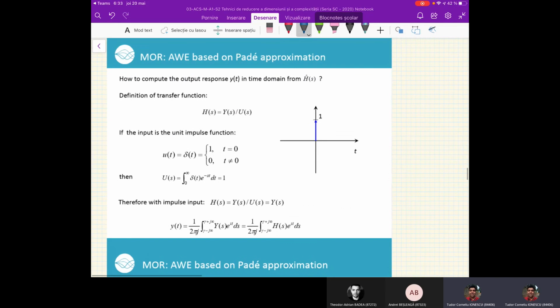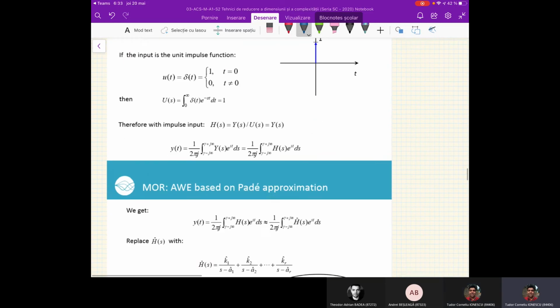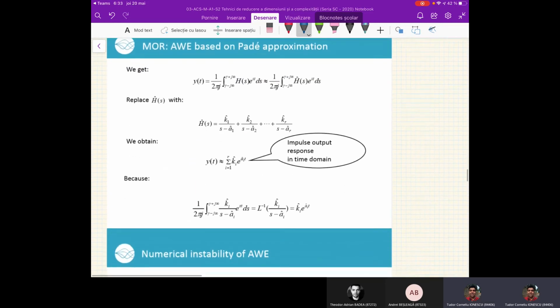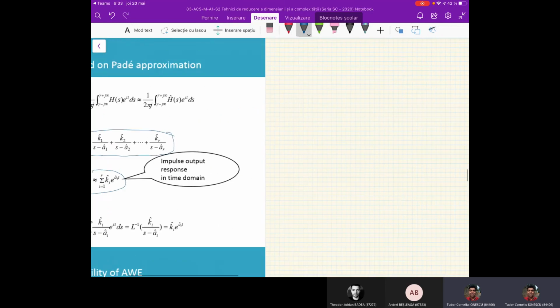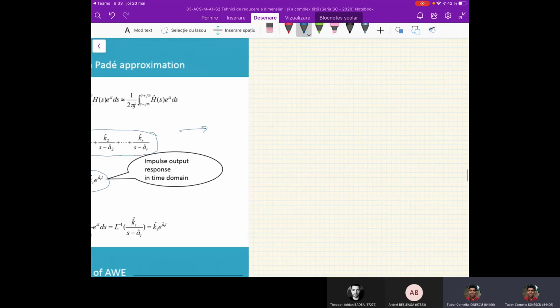How to compute the output response in time domain from H(s)? Definition of the transfer function. Here it shows you how to compute the output. Note, now it's easy to compute the output because once you have this form of the reduced order model, these are in time domain. Once you get the Laplace inverse of this function, you get these y's. Do remember here that H(s) defines linear systems.